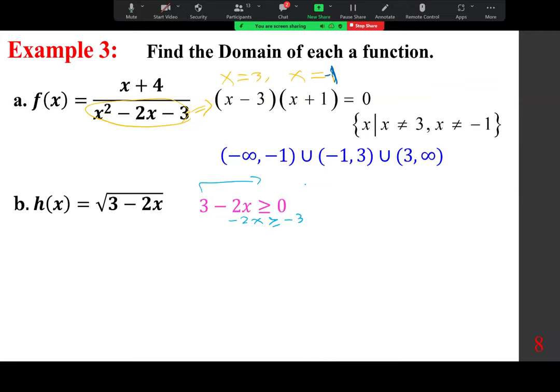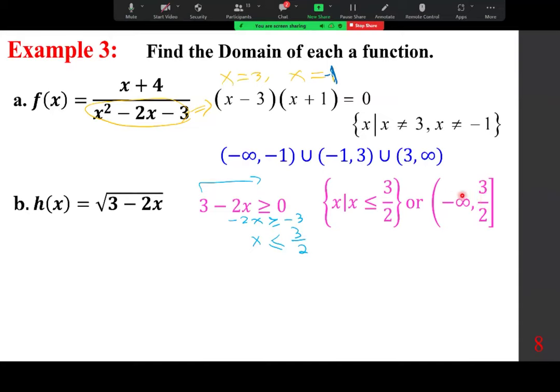So we move the 3, we make a negative 3 on the right side, divide both sides by negative 2, so we get x. And the sign will flip over, greater than or equal changes to less than or equal. Negative 3 over negative 2 is positive 3/2. So x is less than or equal to 3/2. So this is the inequality format, and this is the interval format, from negative infinity to 3/2. What about 3/2? Because we have the equality, it takes a bracket.